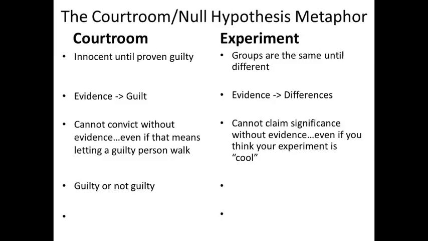In a courtroom, you are guilty or not guilty. We don't claim anyone is innocent, even though that's the presumption we start with. In an experiment, we reject or fail to reject the null hypothesis. We don't ever accept the null, even though that's kind of the presumption we're starting with. Rejecting the null means finding enough evidence to show there's a difference, and failing to reject means you did not find enough evidence. Guilty is like rejecting the null.